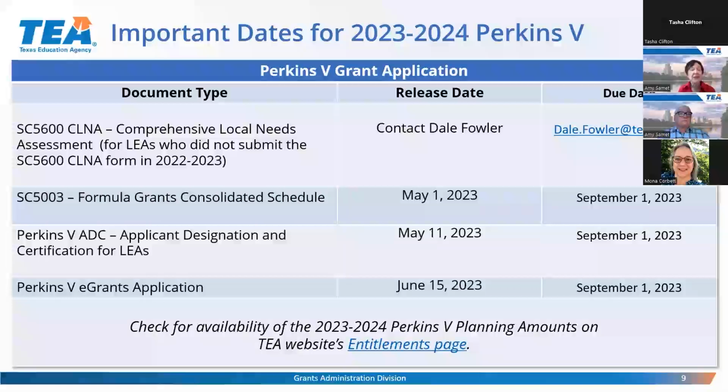The SC 5003, that stands for Special Collection 5003. That's the overarching form for ESSA, Perkins, and SPED that opened May 1st. That has to be completed before the ADC for Perkins will open. The Perkins ADC has been open since May 11th, and the eGrants application opened today. And all three of the lines above are due on September 1st, 2023. But please remember, sooner better than later. The link to the entitlements page is right here at the bottom of this chart. That will tell you your funding amounts.